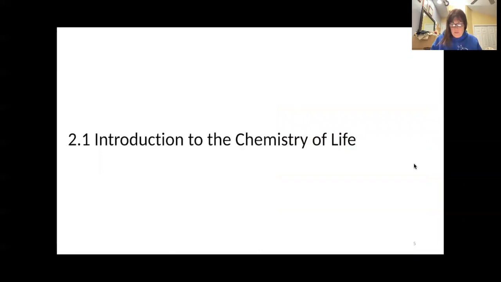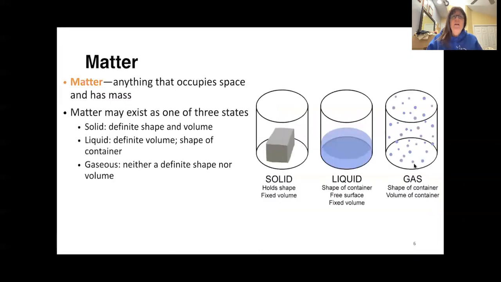So, introduction to the chemistry of life. Matter is anything that occupies space and has mass. Matter may exist as one of 3 states. There are actually 5 states of matter, but we don't usually talk about them. In fact, the most abundant phase of matter is actually plasma. But we'll just say the 3 that we're familiar with are solid, liquid, and gas.